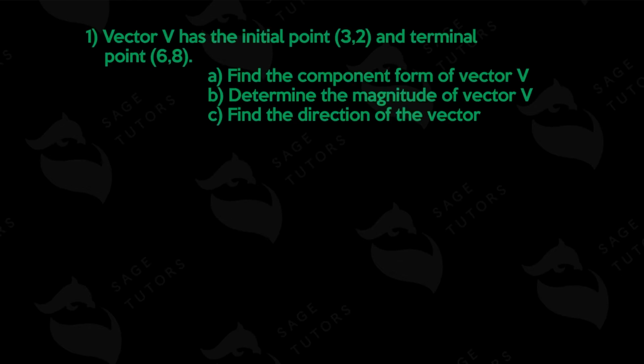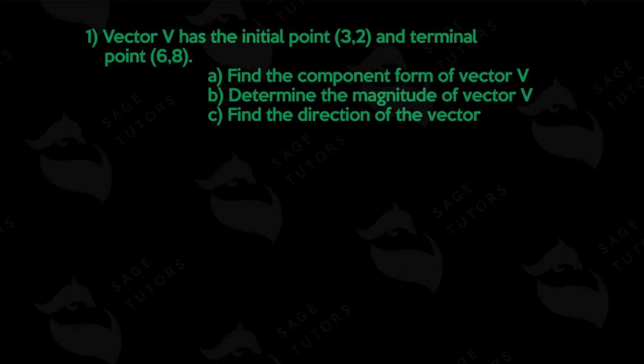Okay, so now that we understand more about both coordinate systems for vectors, the polar coordinate system and the Cartesian coordinate system, we can do the following problem. In this problem, vector v has the initial point (3, 2) and the terminal point (6, 8). First of all, we're asked to find the component form of vector v.